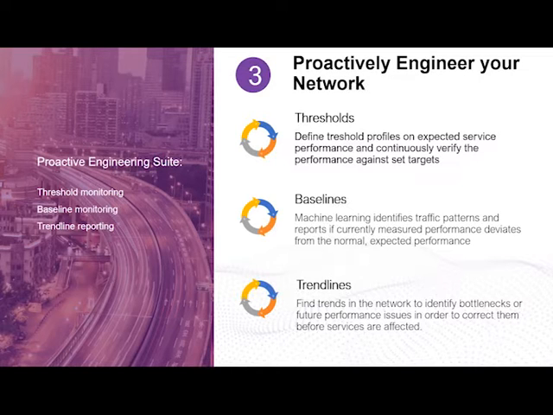The second level is really to have baselines as well, where the system will automatically learn the traffic patterns of the network and then report if the network is deviating from these baseline measurements. And the third tool is really to look at trend lines as well, so that you can find trends in the network to identify when you have potential bottlenecks or future performance issues, so that you can fix them before your services are actually affected, and re-engineer your network based on these trends.